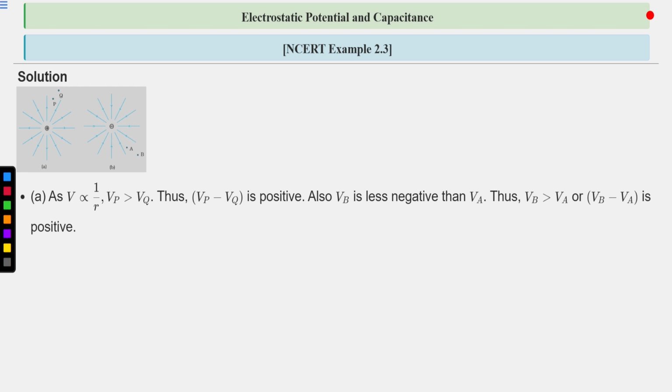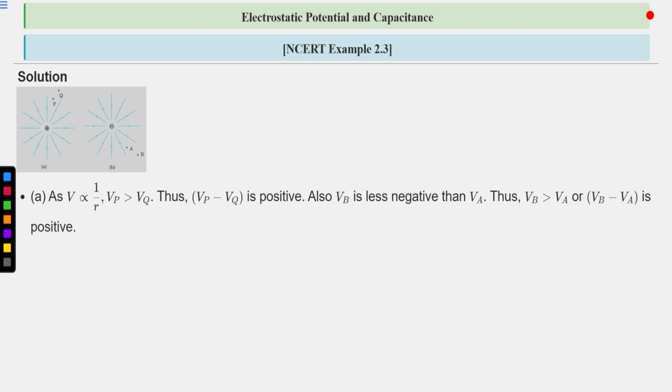Vb is minus 2 and Va is minus 4. Vb is minus 2, which means less negative. Va is minus 4, which is more negative. So minus 2 minus minus 4. What does it become? Minus 2 plus 4, which results in a positive value, 2. So Vb minus Va is positive.